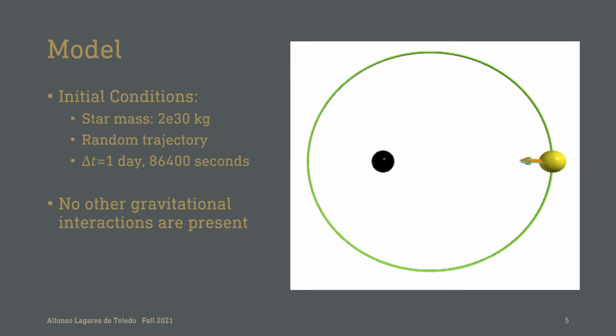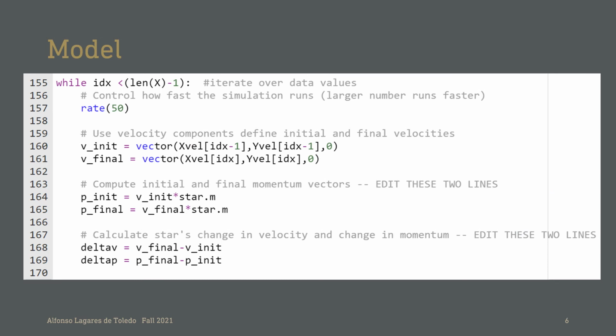This model assumes no other gravitational interactions exist, other than the one between the black hole and the star. Using these initial conditions, I calculated the initial and final velocity of the star at every point of the trajectory. I also calculated the initial and final momentum vectors by multiplying the velocity of the star by its mass. Finally, I also calculated the change in velocity and momentum.